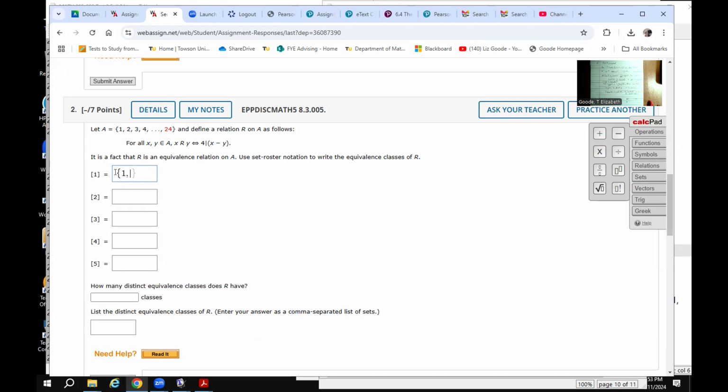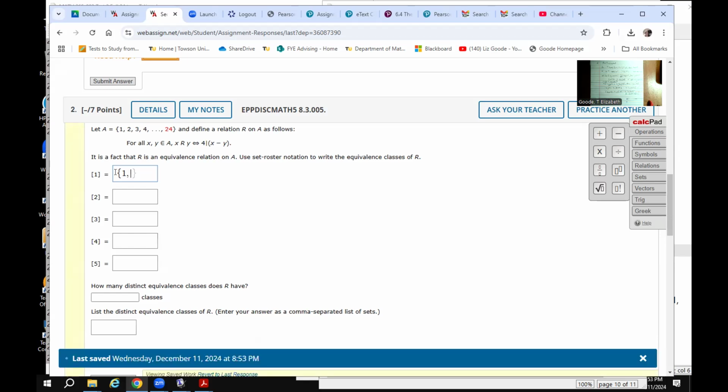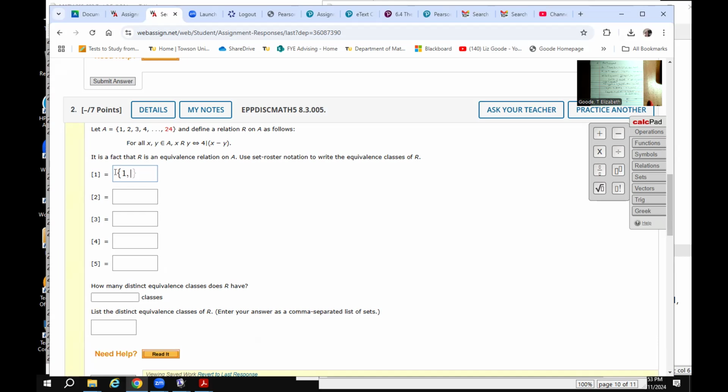Now, let's think about some other numbers from A that are going to satisfy 4 divides 1 minus that number, okay? Well, it's going to be numbers that we can get to from 1 by a jump of size 4. Like what's the next integer in A that leaves a remainder of 1 when you divide it by 4? Because that's the way this grouping goes. They're going to be related if they have the same remainder when you divide them by 4. That's why 4 divides their difference.